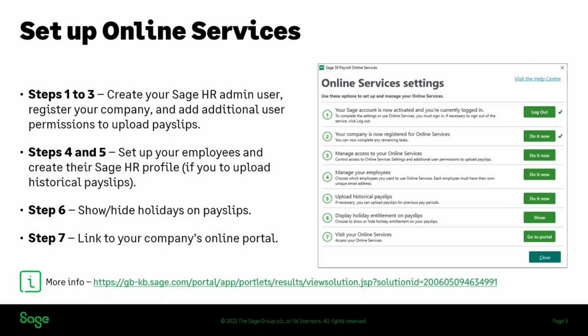Now step 6 is showing or hiding holidays on payslips. So if you record your holidays in Sage 50 Payroll, you can just choose to have these on the payslips or whether to have them off the payslip. So it's a simple case of clicking show or hide. And step 7 is a link to go and visit your online portal. So you don't have to type in any URLs or bookmark a link. You can just go and visit step 7 and that'll take you straight to the portal itself.